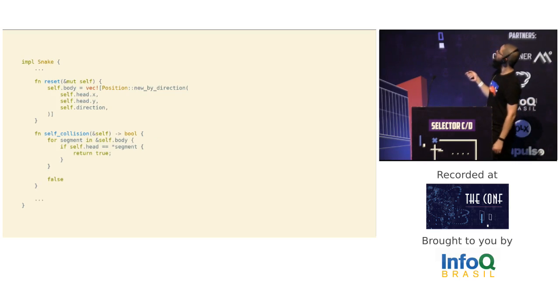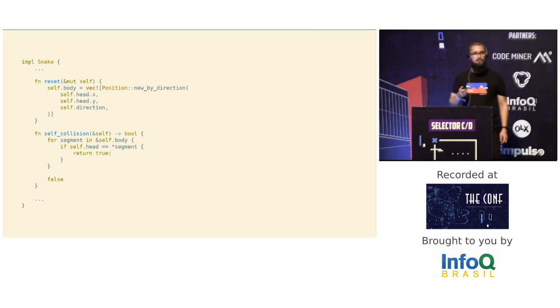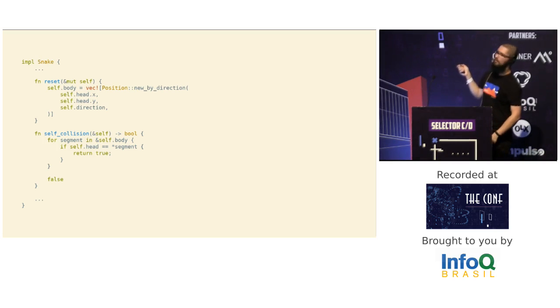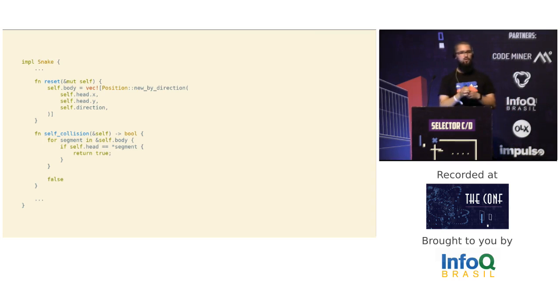The first one is the reset. This is a different construct of vec. We can use vec, position, and new, for example, or we can just use this macro, because Rust wants to help you instead of letting you type a lot of code. So you just use this macro and it creates a new body. We are creating a new body with just one entity, okay?